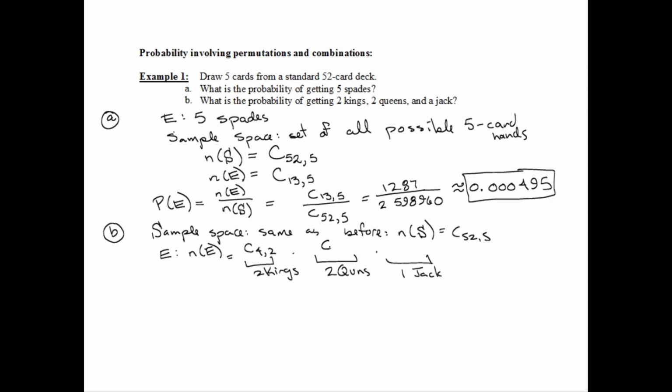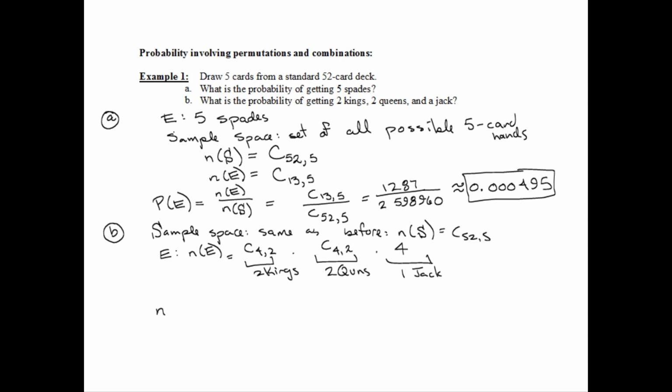For the queens, there's 4 queens altogether. We're choosing 2 to be in our hand, so we get combination 4, 2. How many ways are there to choose 1 jack? Well, there's 4 jacks in the card deck, so there are 4 ways to choose 1 jack.